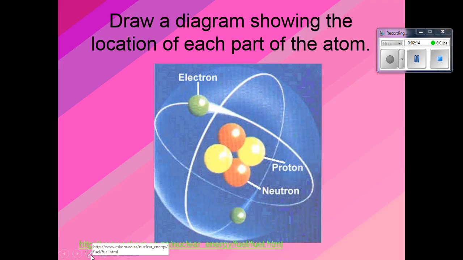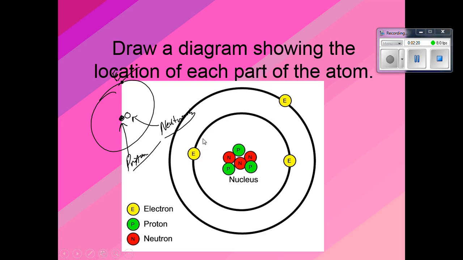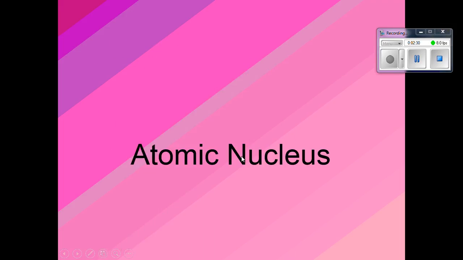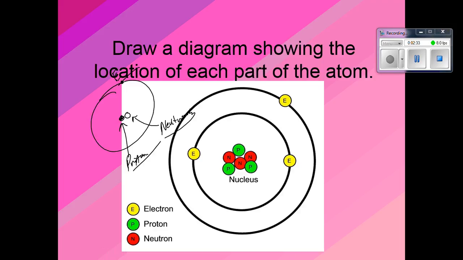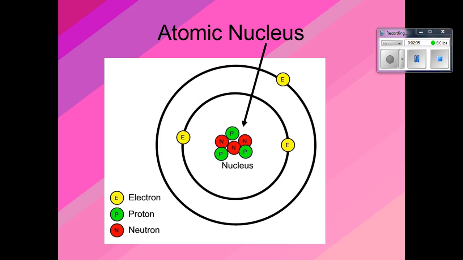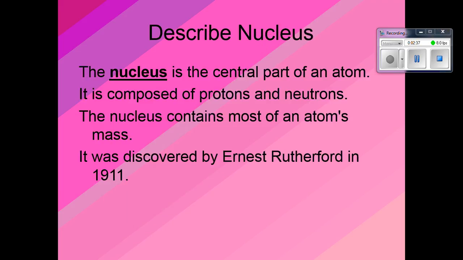Essentially, there are 2 parts of the atom that we need to be concerned about: the inner part called the nucleus, and the outer part called the electron cloud. Okay, so on the inside you'd have a nucleus, on the outside you'd have the electron cloud. So the protons and neutrons will be found in the atomic nucleus, and the electrons are found out here in what's known as the orbital or the shell. The nucleus, its essential part is composed of protons and neutrons. The nucleus contains most of an atom's mass.